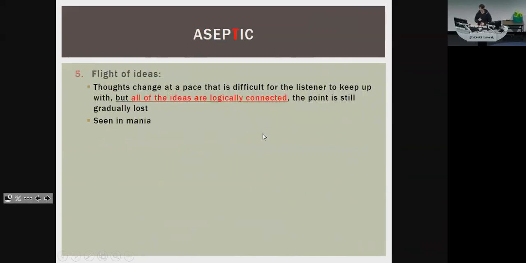This is different to flight of ideas. Flight of ideas is a form of thought disorder in which the thoughts change pace very quickly. However, when they do so, they are still connected in some logical way. So there's still a connection between the thoughts. In the end, however, the point is still lost. Yeah? And this is seen in mania. This is pathognomonic of mania.